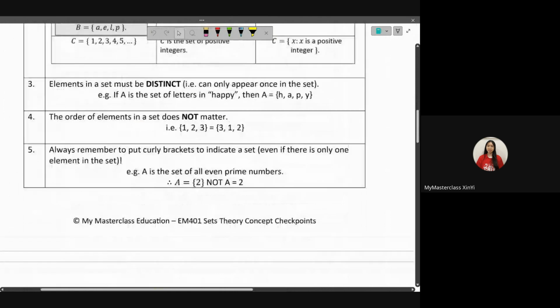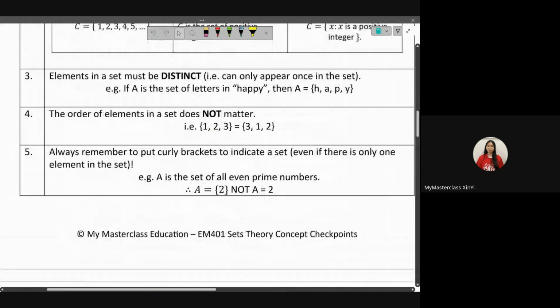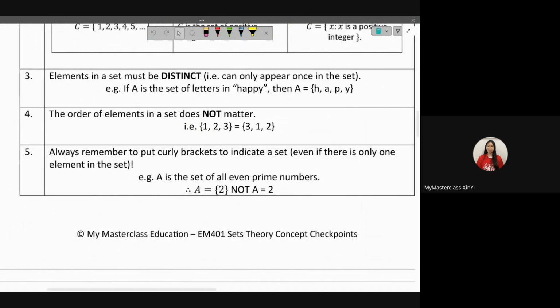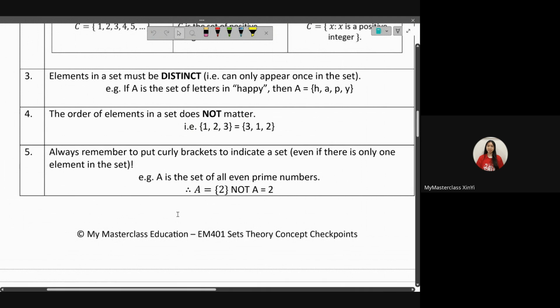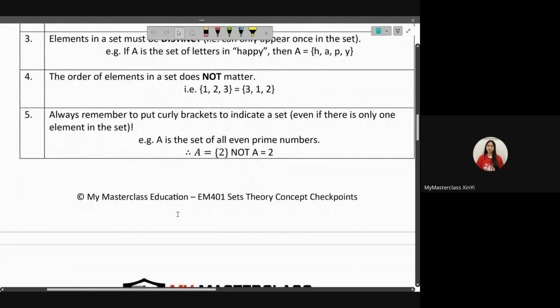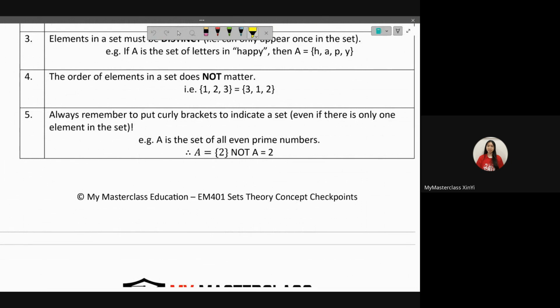Over here, these are some things I want to highlight. Again, for sets, the elements inside should be distinct. They should be different. So if they say the set A is the set of all the letters in HAPPY, then it's just going to be H, A, P, Y. Don't repeat the P. Also, when we say the elements in the set, the order doesn't matter. So if I have a set that consists of the elements 1, 2, and 3, this is the same as the set consisting of elements 3, 1, and 2. So the order doesn't matter for sets.